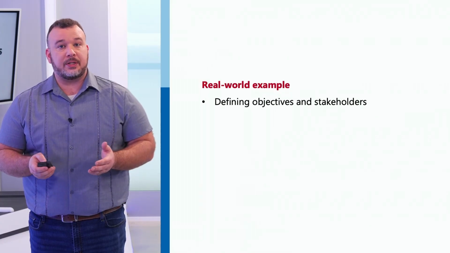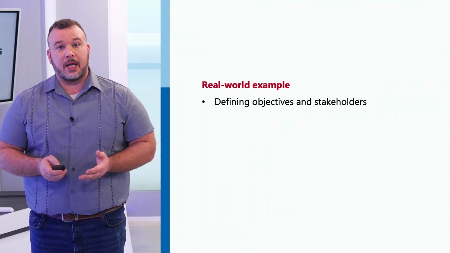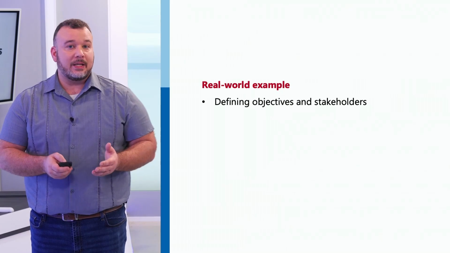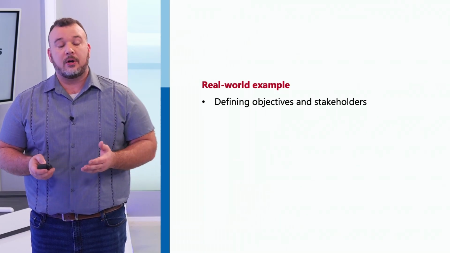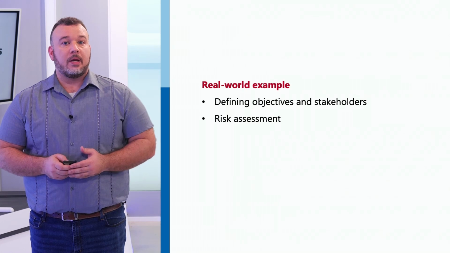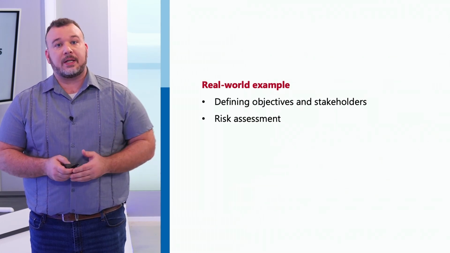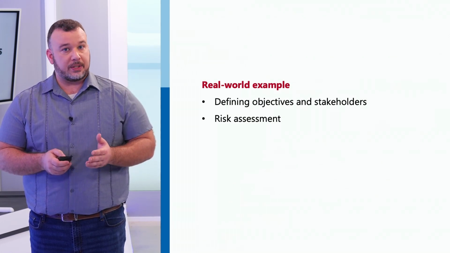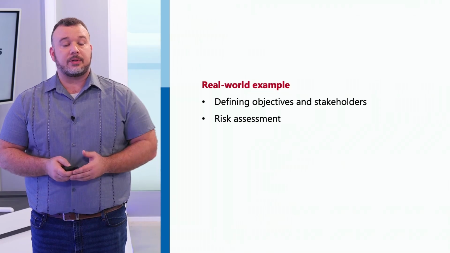A real-world example of this would be an AI-powered hiring platform designed to streamline recruitment processes, which illustrates this framework. First, we define objectives and stakeholders. Candidates and HR managers are identified as key stakeholders and their needs are prioritized. Then, risk assessment. Potential exclusion of qualified candidates is addressed by scrutinizing data sources and algorithms.